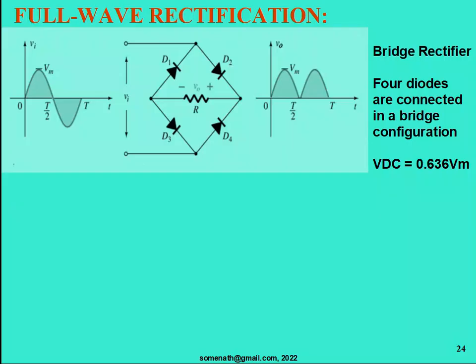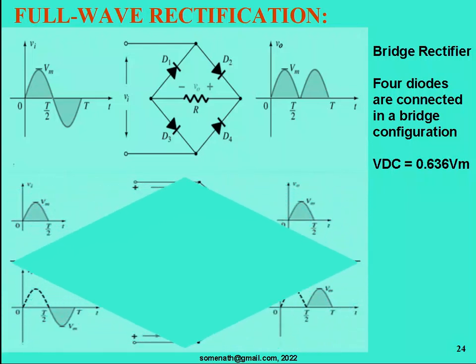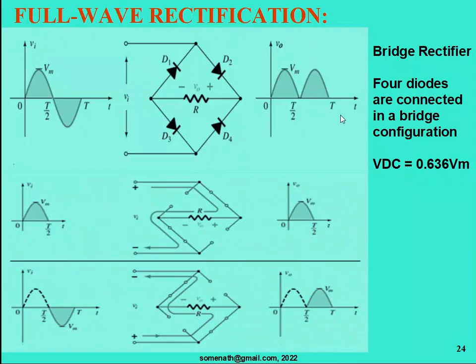We can use any general transformer, step down or step up. You can see that the combinations are very important. When the positive half cycle is coming, D2 is on, then the current goes through RL, and then D3 is on and it completes the circuit. So D2 and D3 will be active.